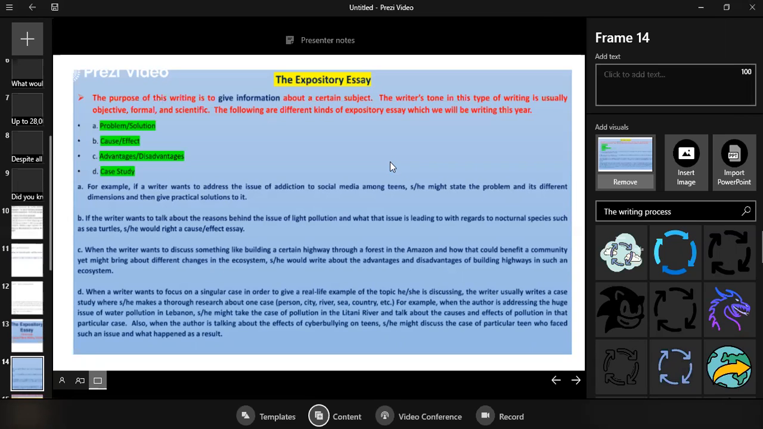For example, when the author is addressing the huge issue of water pollution in Lebanon, he or she might take the case of pollution in the Litani River and talk about the causes and effects of pollution in that particular case. Also, when the author is talking about the effects of cyberbullying on teens, she or he might discuss the case of a particular teen who faced such an issue and what happened as a result. What's cyberbullying? Ali, what is cyberbullying?